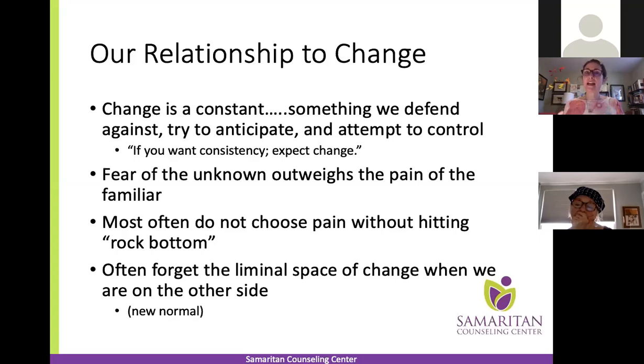And so today, I think it's really important for us to talk about what do we do in that liminal space between when things suddenly are different and we can't go back, and we haven't quite figured out what we're moving towards, this liminal space.